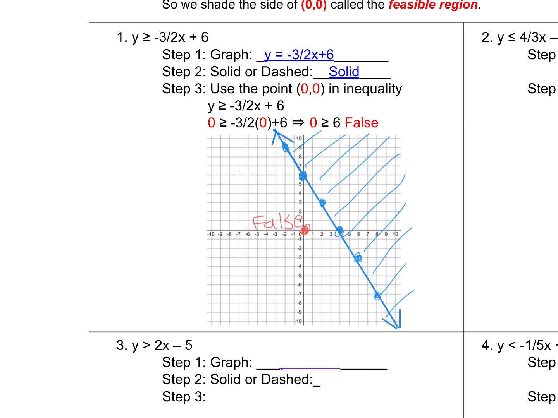That's my feasible region. So my answer is above this solid line at y equals negative 3 over 2x plus 6. So that's how you graph this inequality. We graph that line just like normal. We decide is it solid or dashed. It's solid because it's got the line underneath. And then we pick a point not on the line. Again, if this side's false, it means this side's true, and we would shade this side.